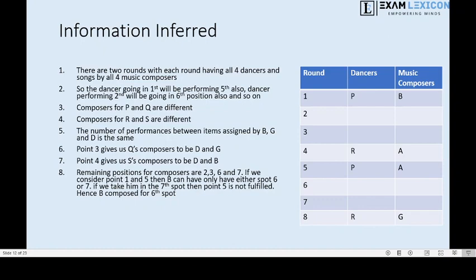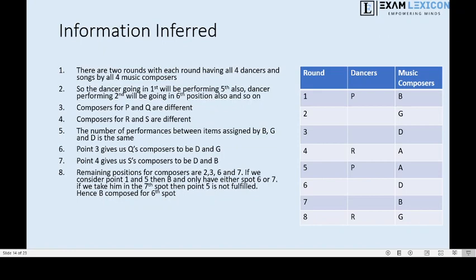So if we consider points 1 and 5 from the information inferred, B can have only either the 6th spot or the 7th spot. So let us try putting him in the 7th spot. Once we do, we can see the difference between both the performances of B is 6. So we can easily take G into the 2nd slot, and the remaining 2 positions will be filled by D. But as we can see, the difference between both the performances of D comes out to be 3. So this is not satisfying the 5th point that we had inferred, that the number of performances between items assigned by B, G and D is the same.